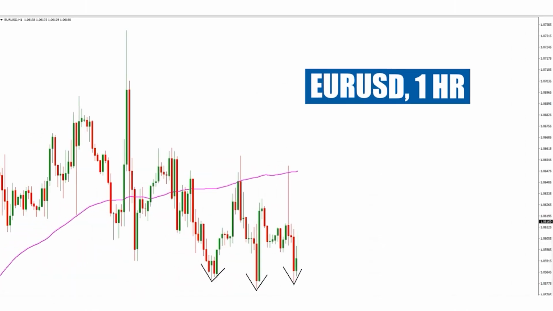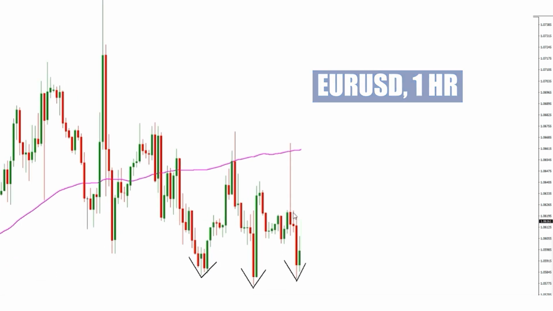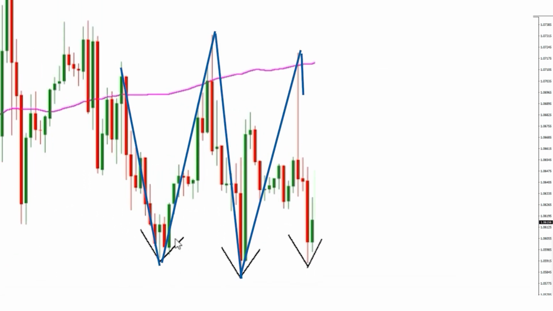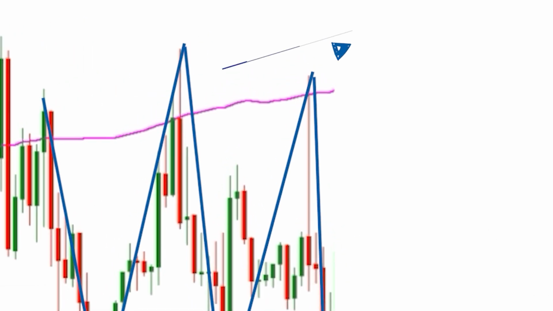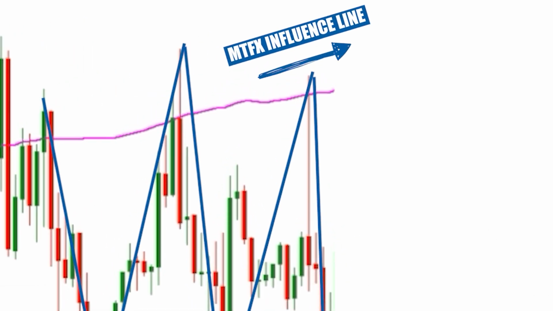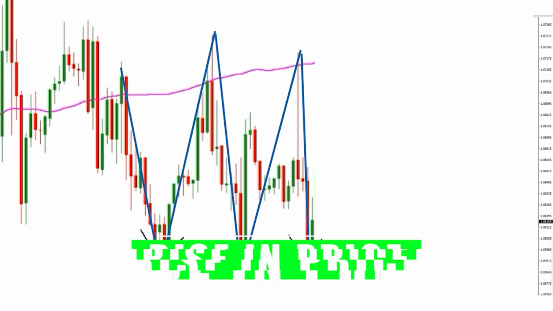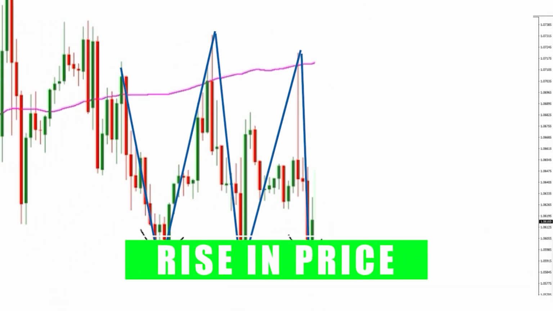So here we are looking at the EURUSD on the 1 hour chart. We see we have the formation of a head and shoulders pattern. We have the left shoulder, the head, and the right shoulder. We also have an MTFX influence line sloping upwards. These things together indicate there could be a rise in price of this currency pair. So we now have a solid reasoning to support our long bias. Let's look for buying opportunities.